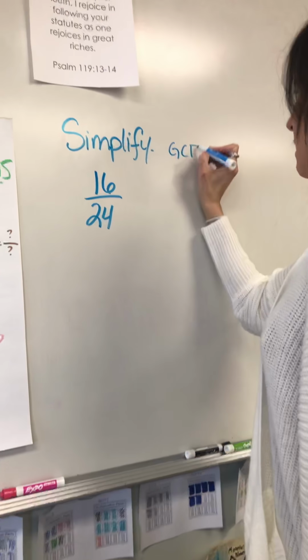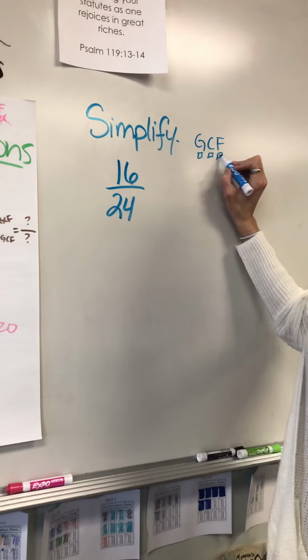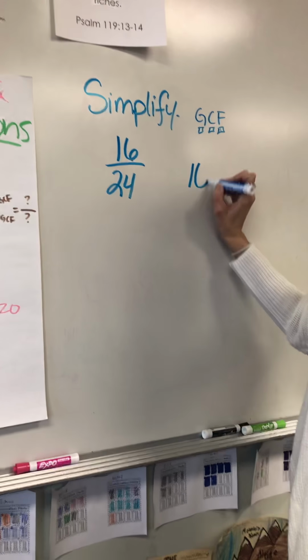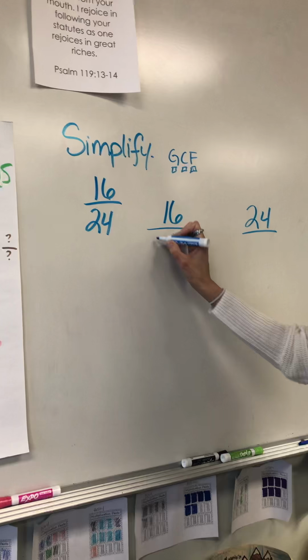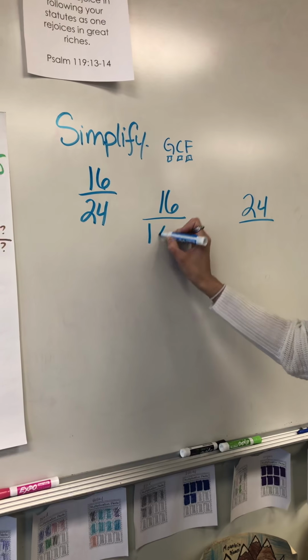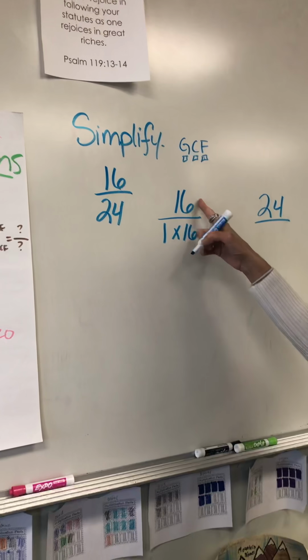So greatest common factor, okay? I'm gonna make check boxes and I'm gonna find the factors of both of these numbers first. So a factor times a factor equals a product. I'm gonna start with 1. 1 times 16 equals 16. A factor times a factor equals a product.